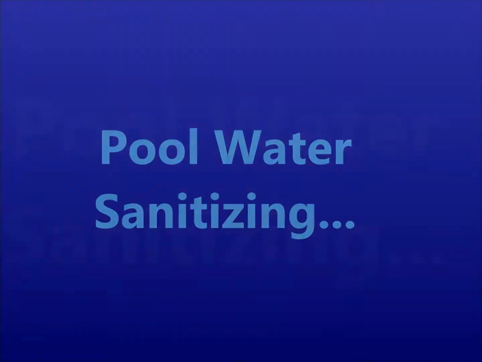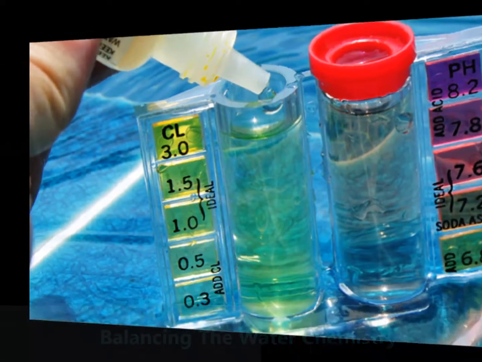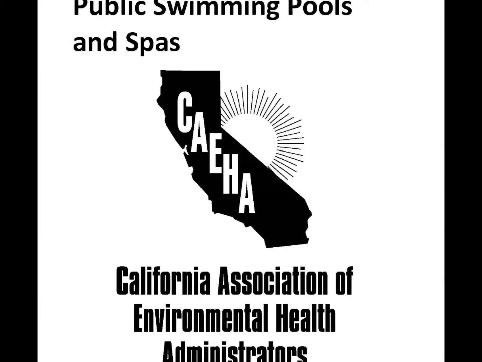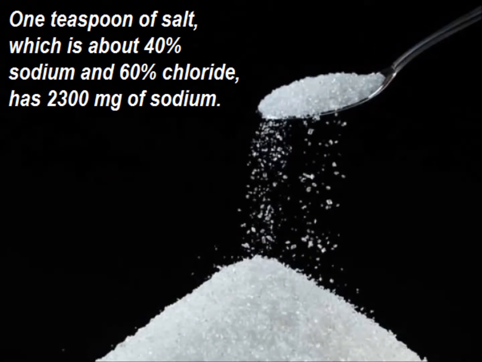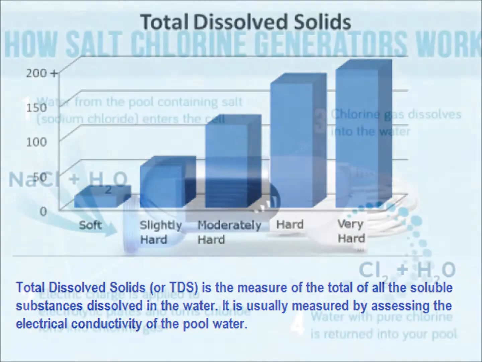The health regulations require that the pool water environment be maintained in a state of balanced chemistry that is sufficient to meet the guidelines for disinfection. Salt chlorine generators. The way this technology works is salt is dissolved into the pool water at concentrations of approximately 4,000 parts per million total dissolved solids.